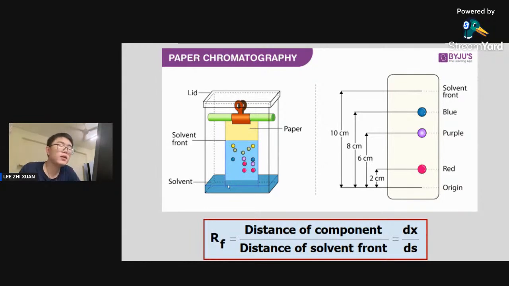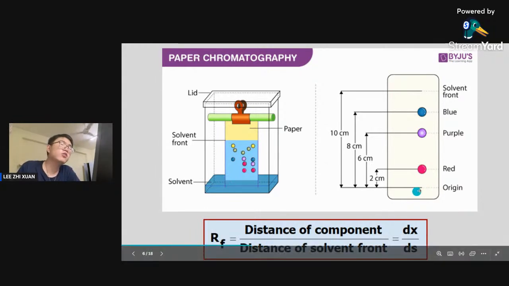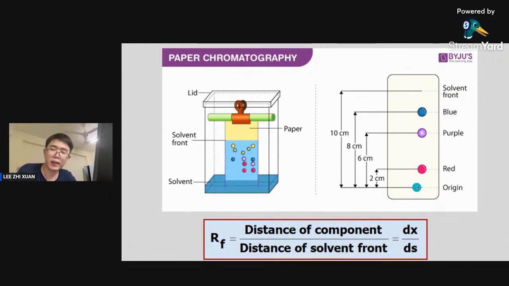Kenapa nak immerse dekat solvent? Kenapa tak boleh? Oh, dot je, bagi dia separate lah. Tak boleh ke? Boleh. Maybe it requires a few months lah. Why? Because it only has a dot. Dia tak boleh bergerak. Chlorophyll ni dia tak boleh bergerak. Can it move or not?